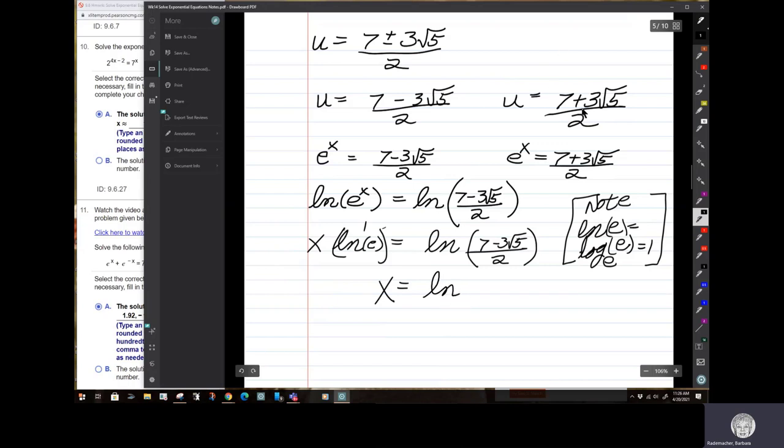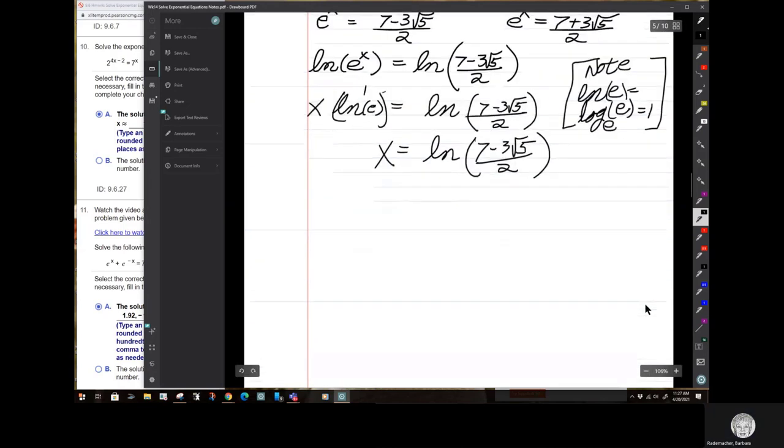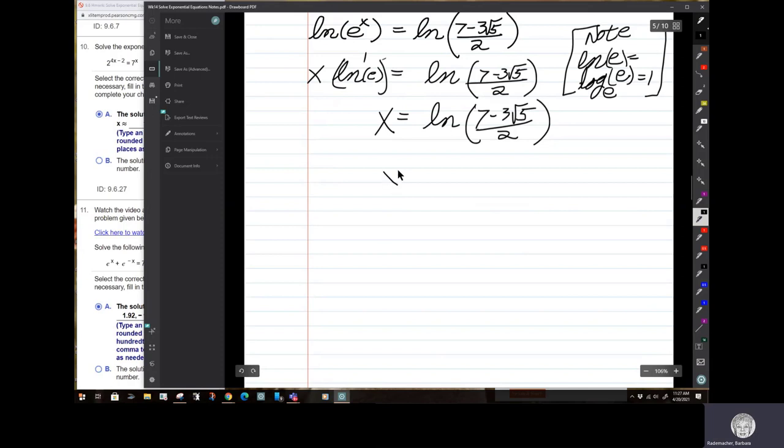Now, we still have to do the other one. 7 minus 3 times the square root of 5 over 2. And you can probably already guess what the answer to the other one would be. The other answer would be x equals the ln of 7 plus 3 times the square root of 5 over 2. These are the exact answers.